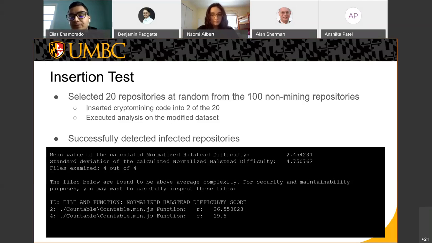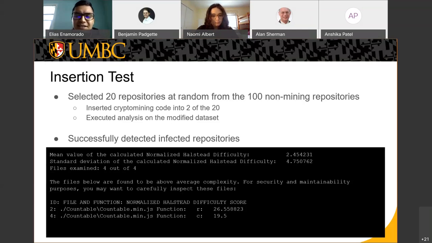So as you can see down in the screen below, you have the normalized Halstead difficulty of that repo, which is 2.4, and then you have the standard deviation. So it deviated from minus 4 to plus 4. And then the tool down below says, all right, there are these function calls in the countable.min.js file that have a Halstead difficulty of 26.